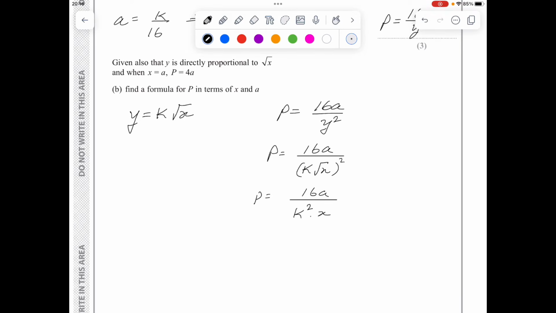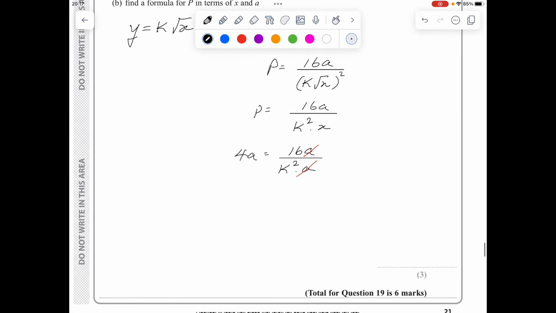Now I'm going to substitute the values of x and p I'm given in the question. So 4a equals 16a over k squared times a. I'll cancel out the a's. So to find k squared, I'll just cross multiply. k squared is equal to 16 over 4a. Divide top and bottom by 4. This comes out to be 4 over a.